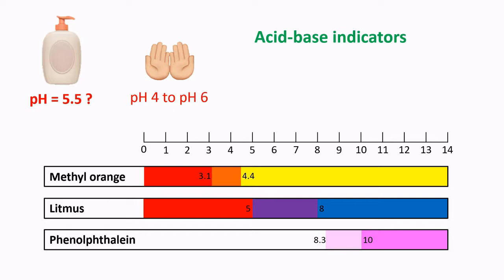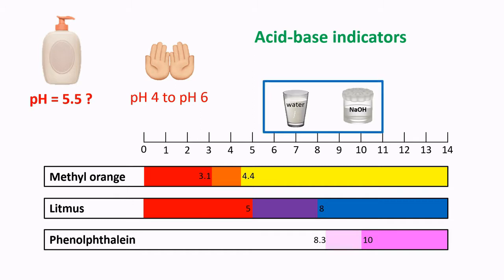Considering the different indicators show different colors in different pH ranges, it is critical to choose the right indicator to distinguish between solutions with different pH values. For example, which indicator among those three will you use if you have to distinguish between distilled water and sodium hydroxide solution? As sodium hydroxide is a base, litmus may be a good choice. Litmus appears purple in distilled water and turns blue as soon as the pH is above 8.